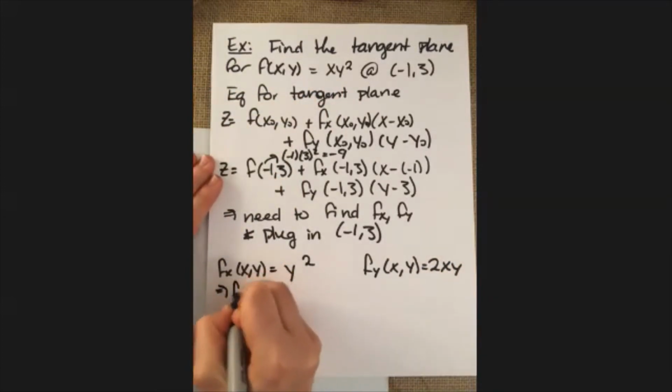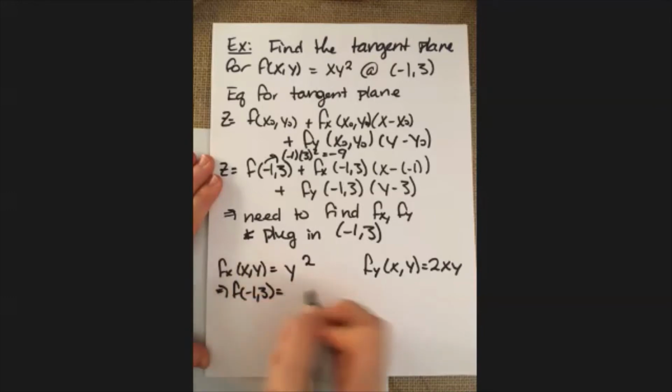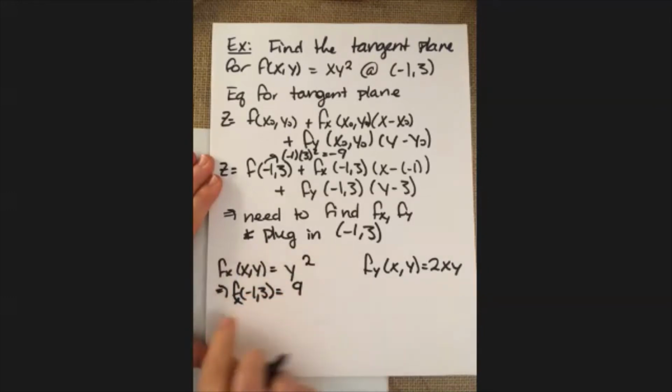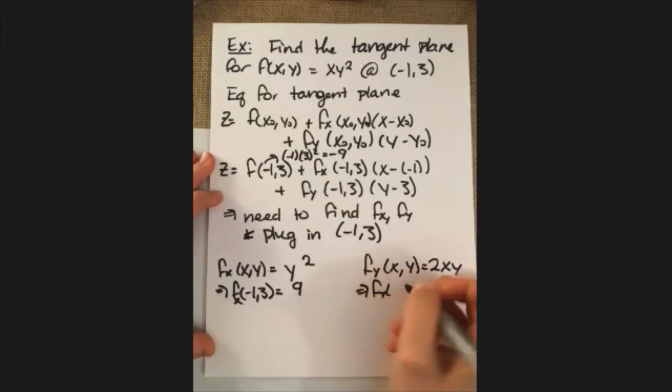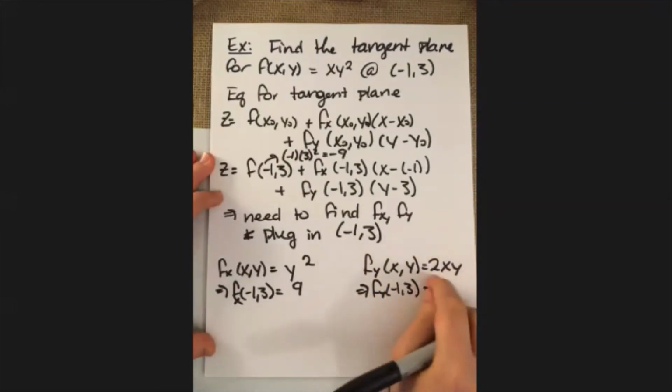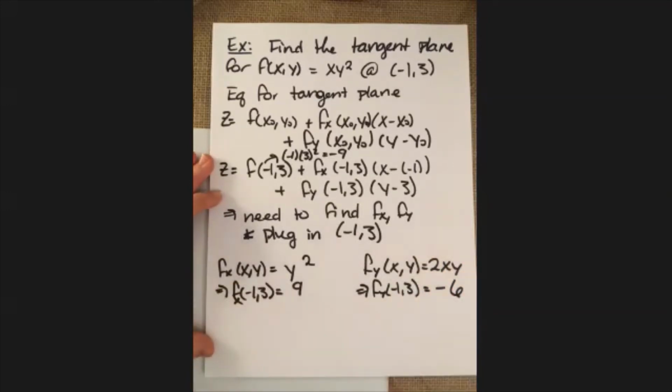So if we plug in our numbers, we're going to get 9. And then for the other one, it'd be 2 times -1 times 3. So that's going to give me -6 out of that one right there.